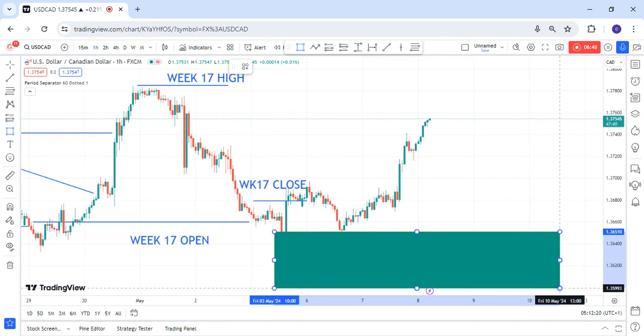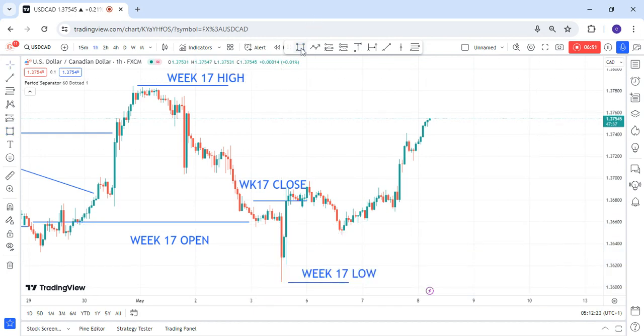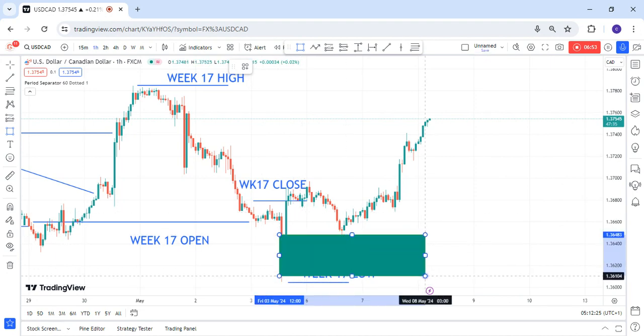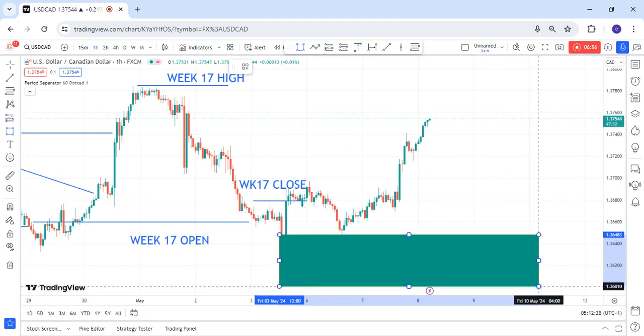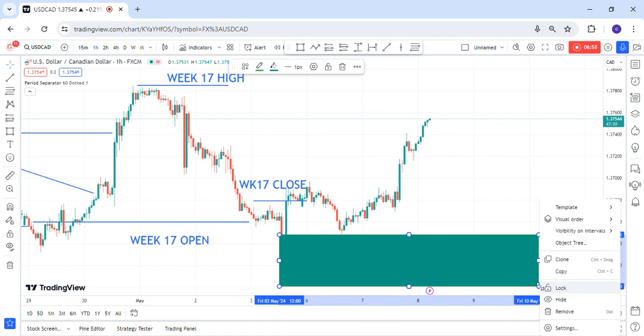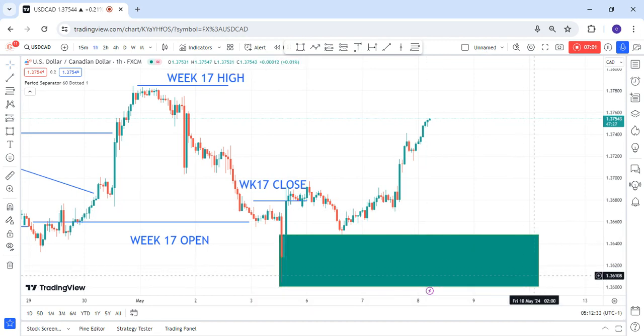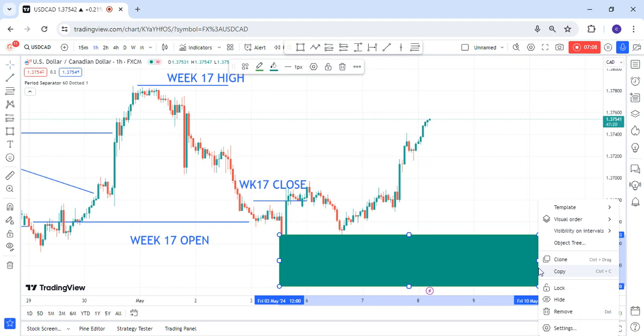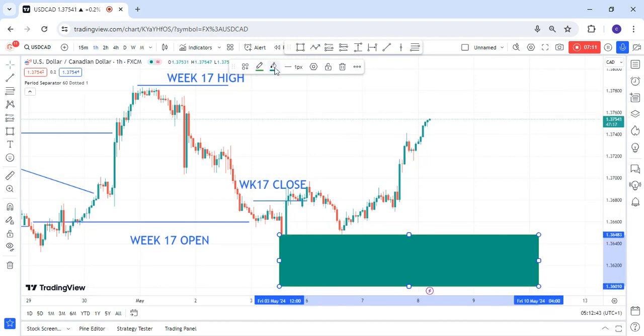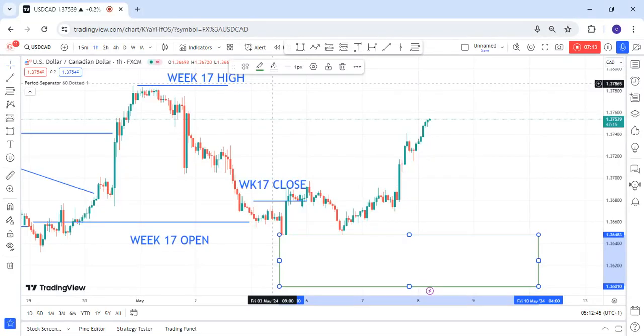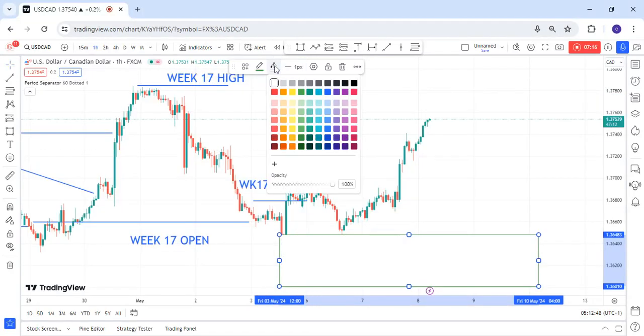Sorry, I'll be taking a trade from this very zone here. Okay, this should be it. I'll be taking the trade from this very zone and I'll be taking it to the upside.